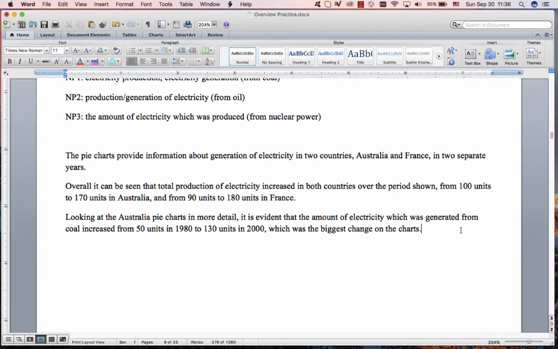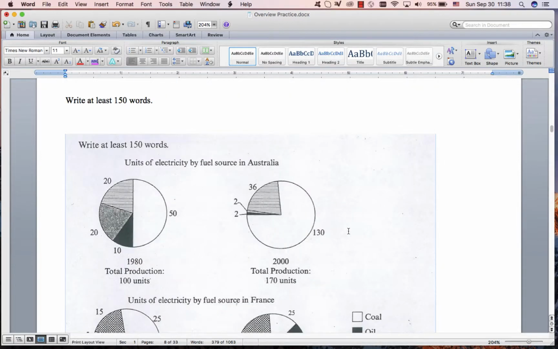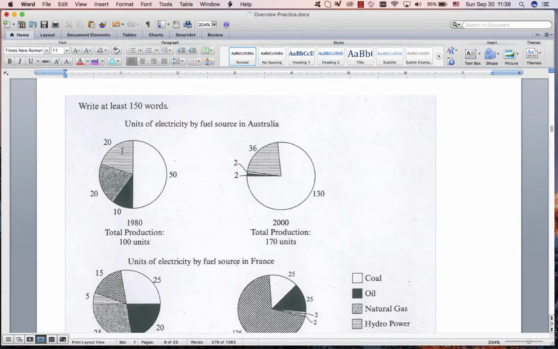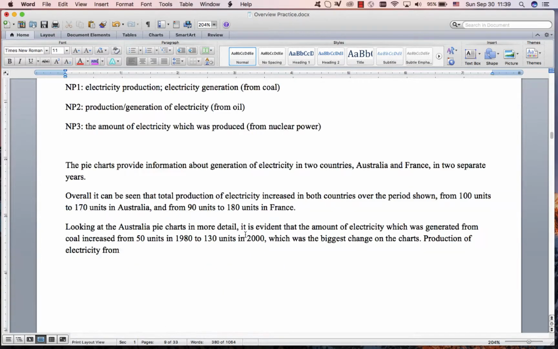Right, you can put some linking language there if you want, next or in addition, but I'm just going to continue and just go straight for the noun phrase. I said generated, so production of electricity. So I've used a noun phrase 2 from, now we're going to go to the next highest one. This one is hydropower, 20 to 36. It decreased. So it decreased.